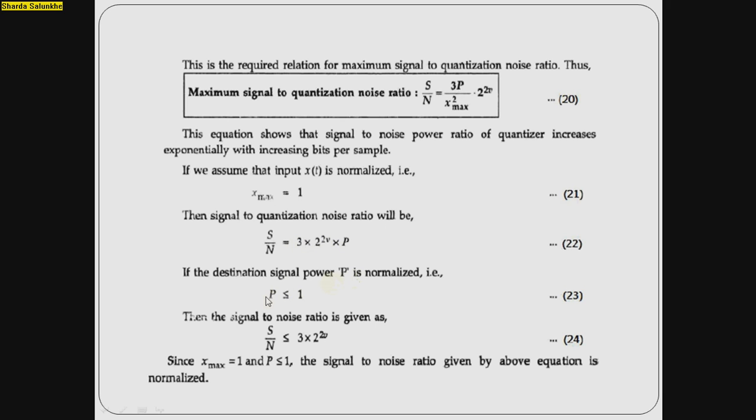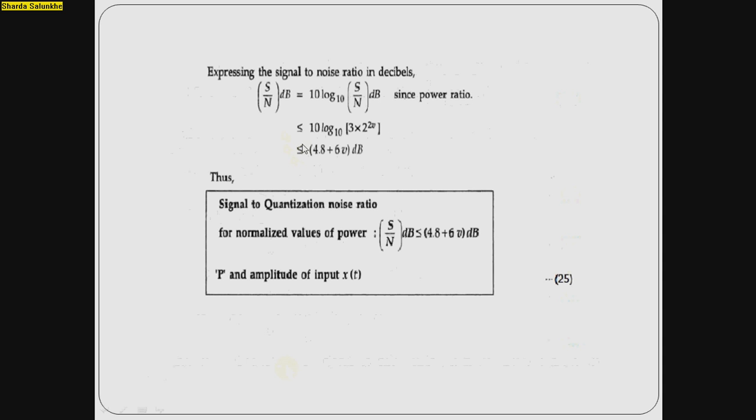If P is normalized, then P is less than or equal to 1. So the signal to noise ratio in decibels is 10 log of S by N in dB. So it is 4.8 plus 6V dB. So the signal to quantization noise ratio S by N in dB is less than or equal to 4.8 plus 6V dB, where P is the power and amplitude of x of t.